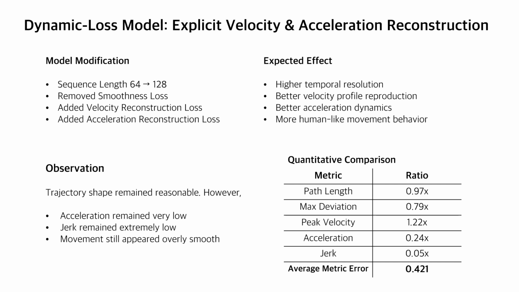Although the generated trajectories still followed a reasonable path, directly matching velocity and acceleration at each timestamp tended to average out natural human variability, resulting in overly smooth trajectories. As a result, we conclude that pointwise dynamic reconstruction alone is insufficient for modeling realistic human causal movement.